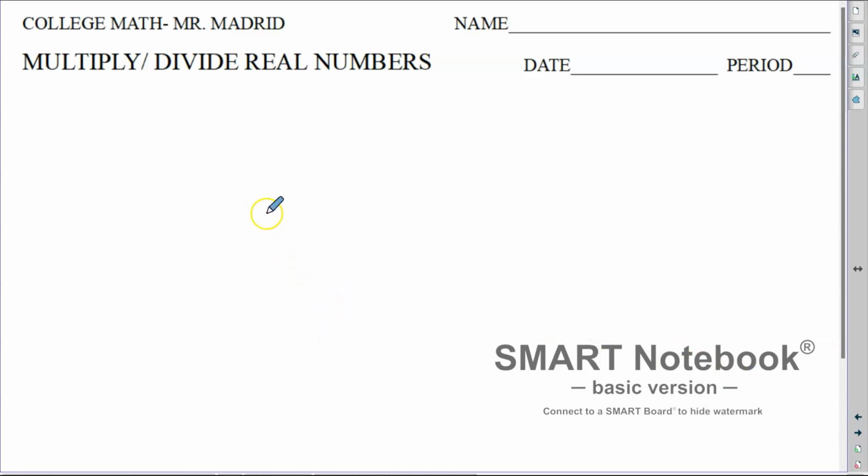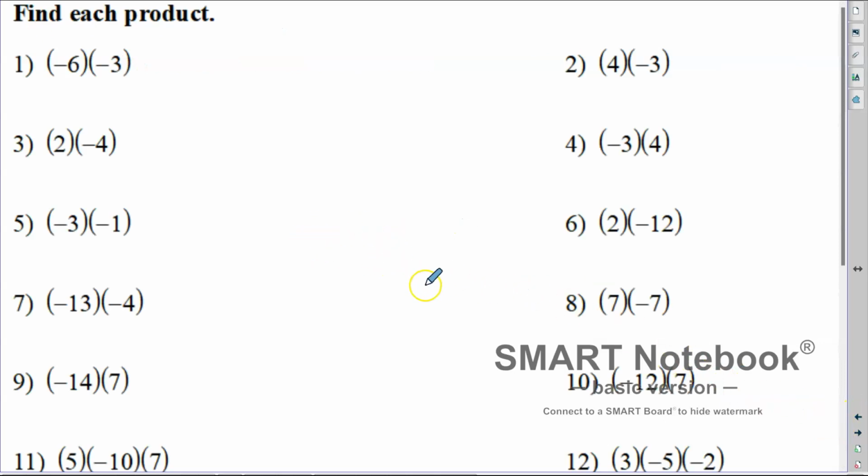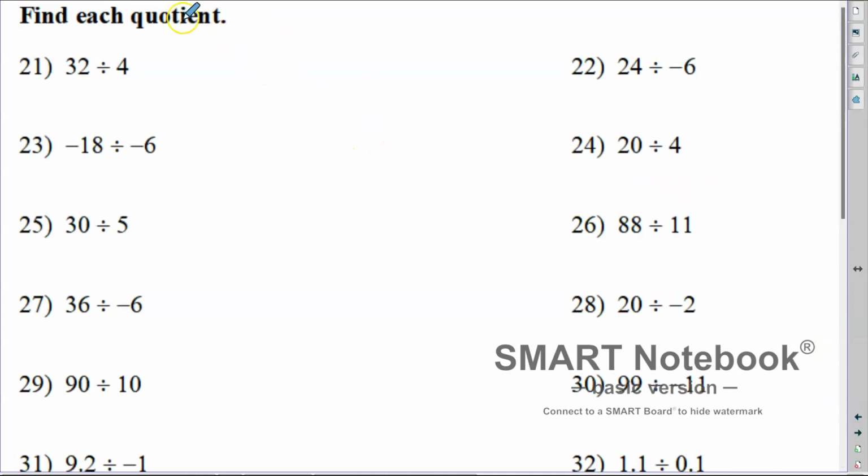The title of this lesson is Multiplying and Dividing Real Numbers. Although we're not going to cover all real numbers, it's very important for you to be well aware of all types of real numbers. So we're going to have ultimately 20 multiplying problems, so we'll find 20 products, and as far as dividing, we'll find 20 quotients.